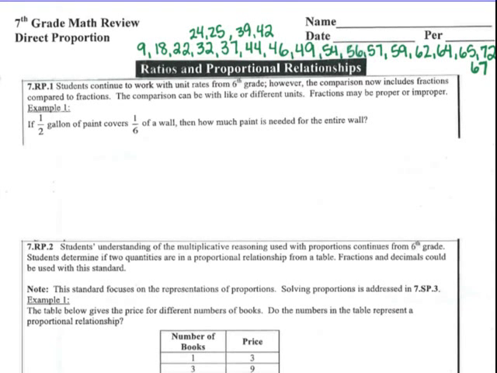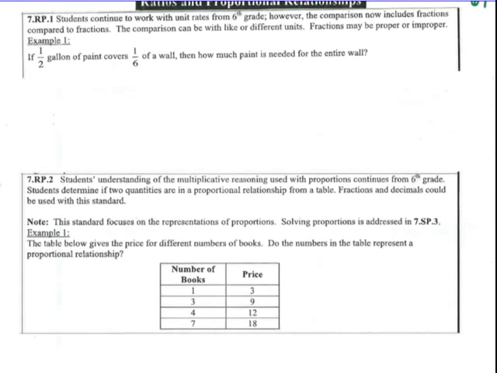Today's topic for review is ratios and proportional relationships. So a lot of what is the constant of proportionality, a lot of proportional ideas today. So here's the first example, example 1. If half a gallon of paint covers 1/6 of a wall, then how much paint is needed for the entire wall? Well, I can think of like 3 different ways you could do this.